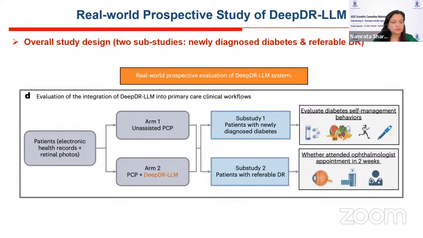Overall, we have conducted 2 sub-studies to investigate the impact of DeepDR LLM on patient outcomes. The first sub-study is targeting patients with newly diagnosed diabetes. We evaluated the diabetes self-management behaviors. And the second sub-study is targeting patients with referable diabetic retinopathy. We assessed whether they attended an ophthalmologist appointment within 2 weeks.